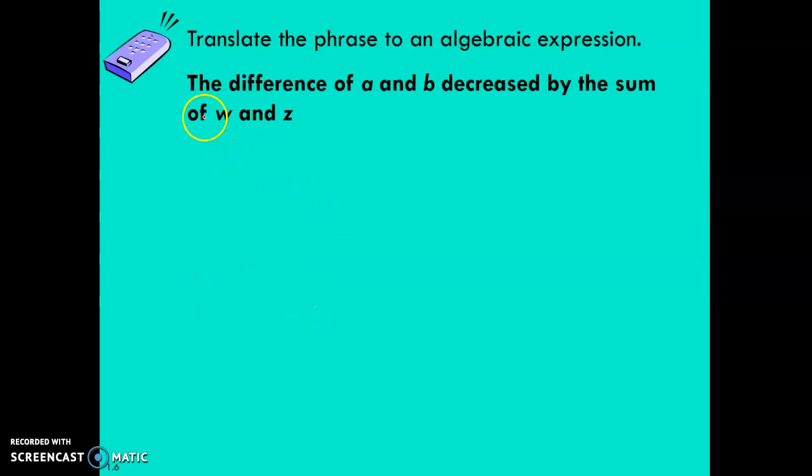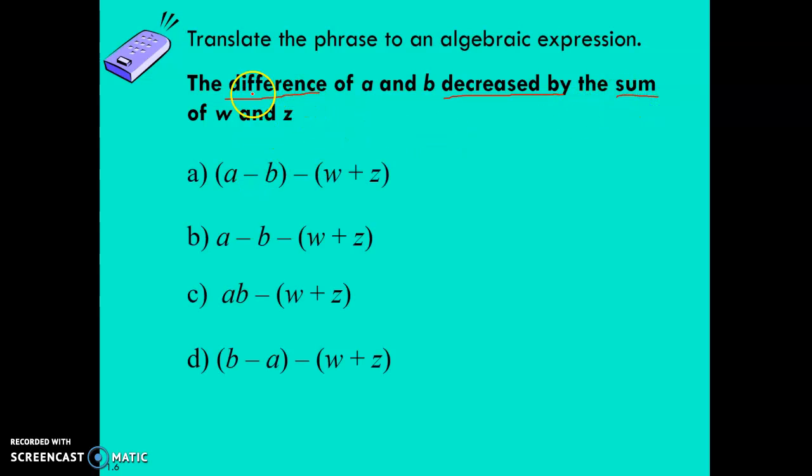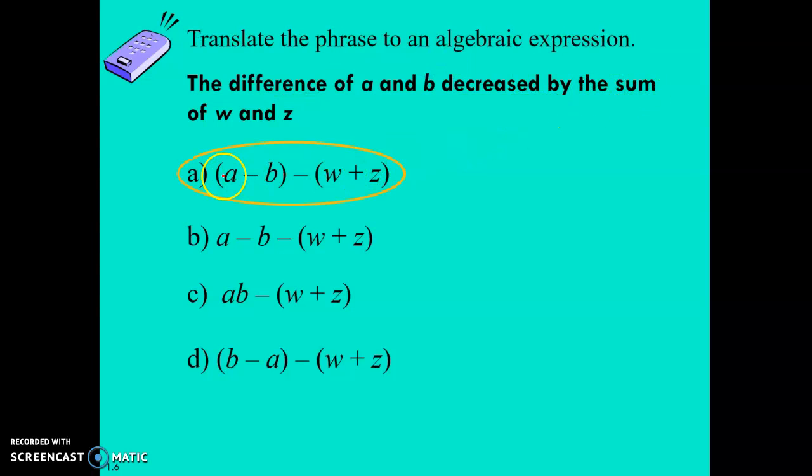Okay, another one, we have the difference of a and b, decreased by the sum. Decreased, so it's subtraction. The sum, so there are 3 operations. So here are the choices, by the way. The difference of a and b, that is a minus b, right, decreased by the sum. So if you still remember earlier, you should write parentheses. So a minus b, decreased by the sum of w and z, w plus z, because it's talking about sum. So letter A.